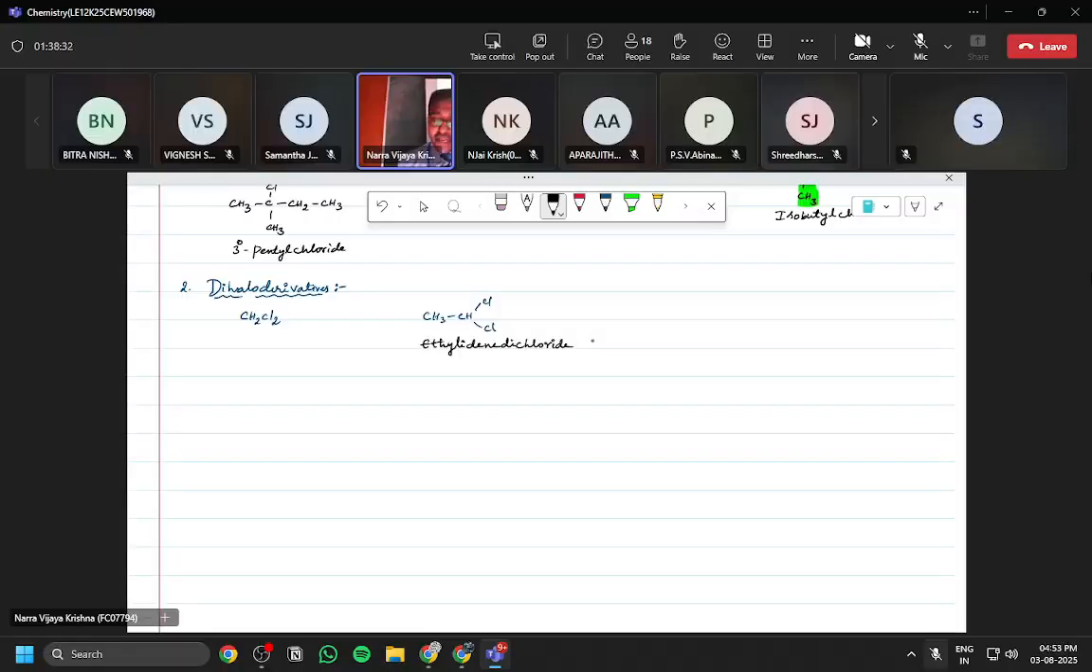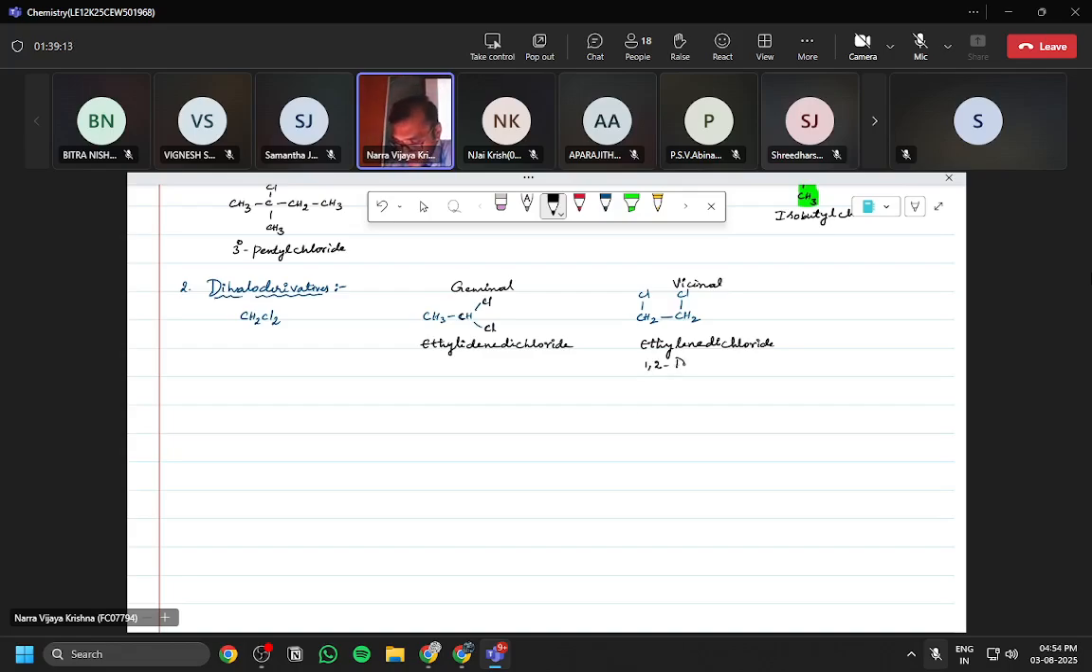Ethylidine dichloride. If two halogens are on the same carbon, we call them geminal dihalides. Now, what about this one? CH2Cl CH2Cl. Here also two chlorines are there, but on adjacent carbons. So what we got is ethylene dichloride. Observe the difference. This is ethylidine dichloride, and this is called ethylene dichloride. We call them vicinal. Geminal, vicinal. IUPAC name, sir?